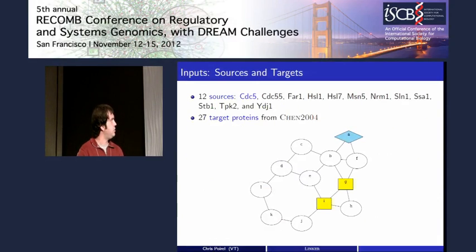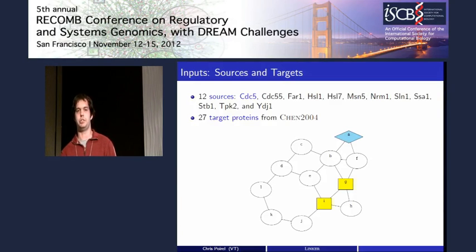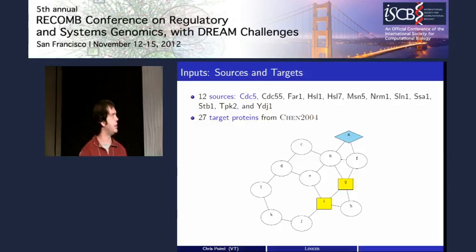For the remaining inputs, as the target nodes, we use the 27 target proteins that are in the Chen 2004 model. And for the source, we use 12 different yeast proteins that were shortlisted to us by Tyson's lab. So these are proteins that are known to have some involvement in the cell cycle based on the literature, and also that since the publication of the 2004 model, they've investigated for inclusion into future versions of their model.